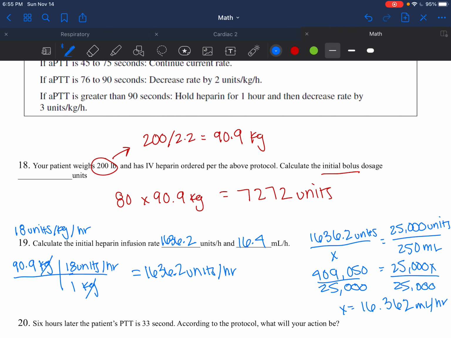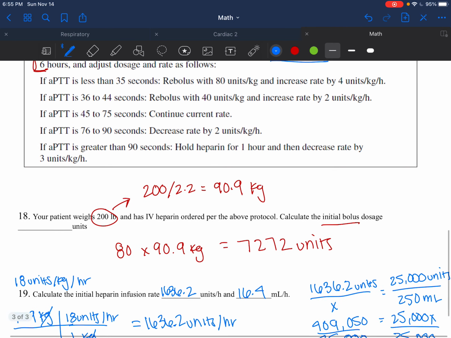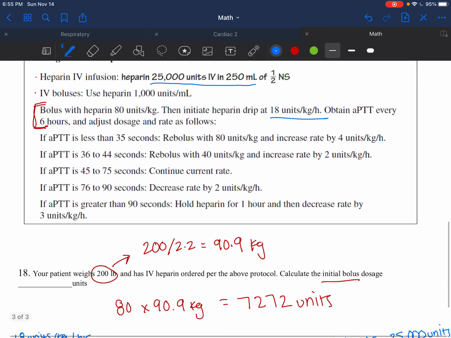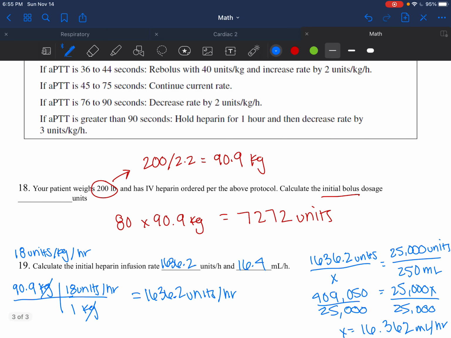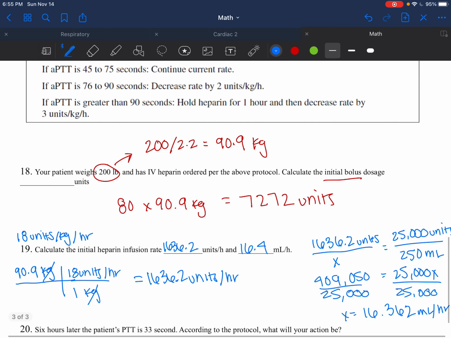So once you figure out the initial heparin rate, all you have to do is come back up to the protocol and see what the actual concentration of your heparin is, and then just do a simple cross multiply to get the mils that you need.